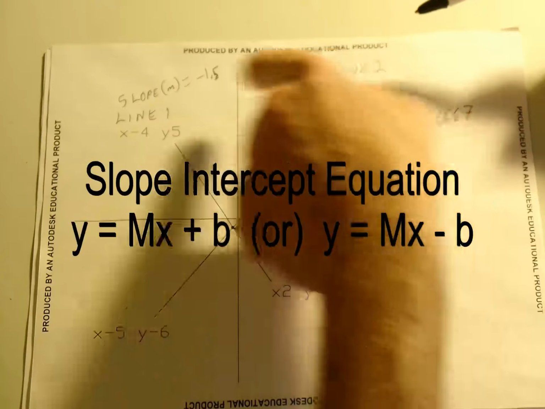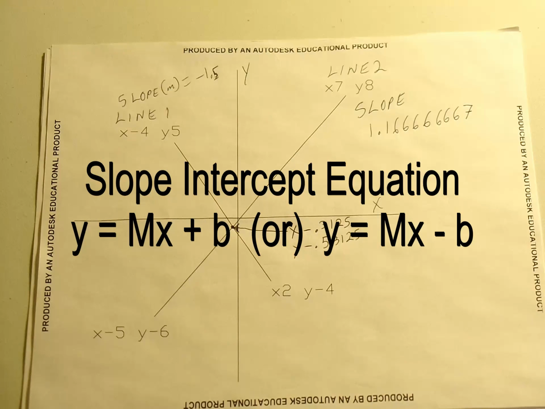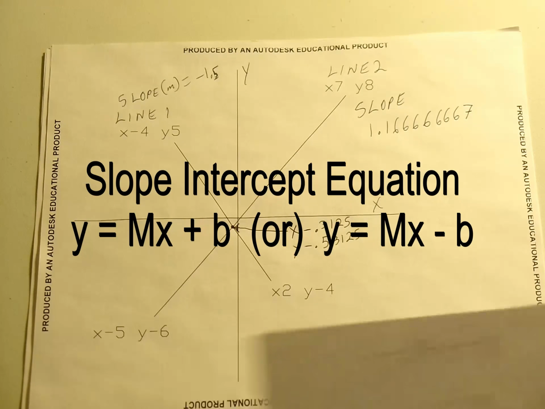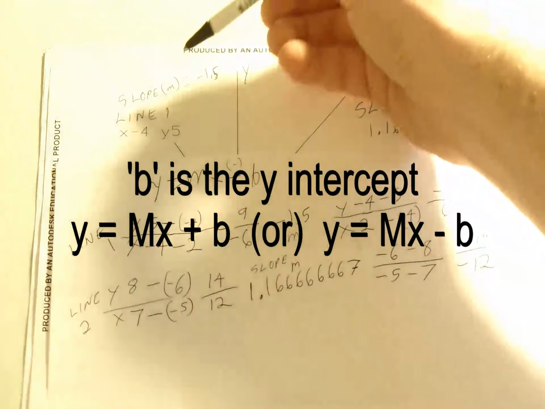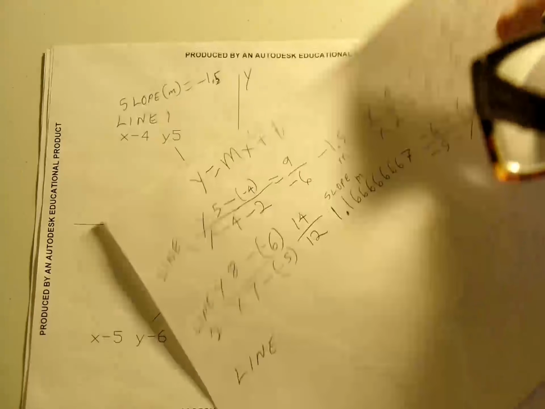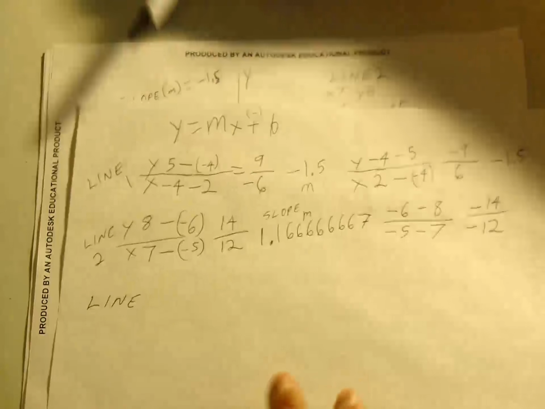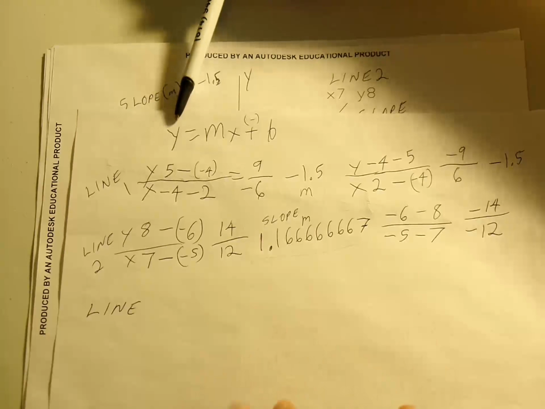The slope-intercept equation, again, is y equals mx plus b, or y equals mx minus b. Now, b is the y-intercept, and that means that's the point where the line crosses the y-axis. And we're going to learn about that in part 2.